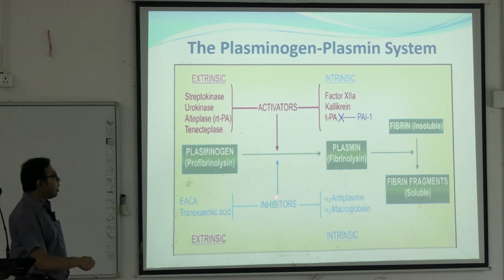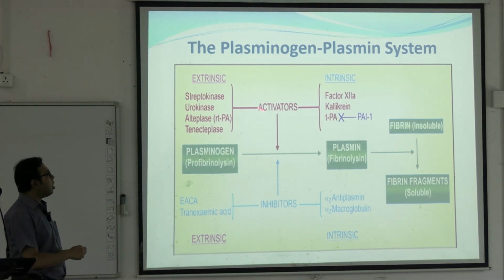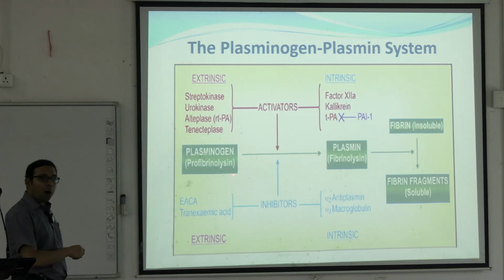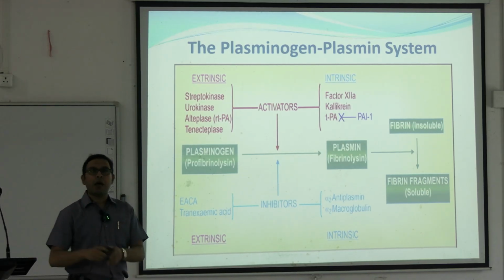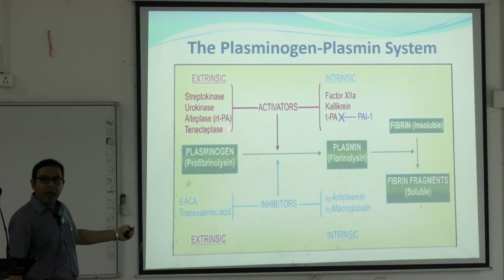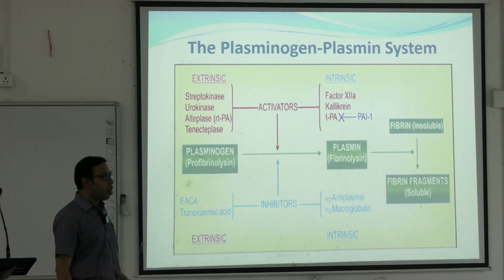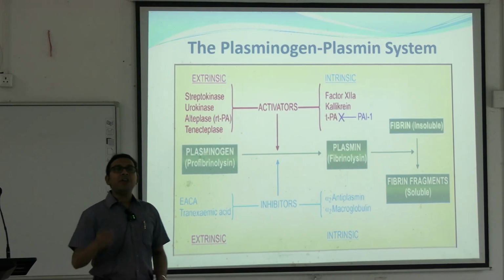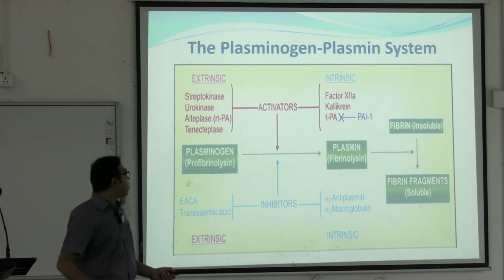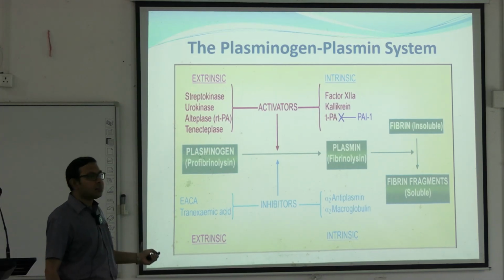So there are some activators and there are some inhibitors. These are the activators of this conversion of plasminogen to plasmin. So these are the drugs, these are known as the fibrinolytics. Streptokinase is the age-old drug, the previous drugs. The newer ones are the urokinase, Alteplase, Reteplase, Tenecteplase, etc.